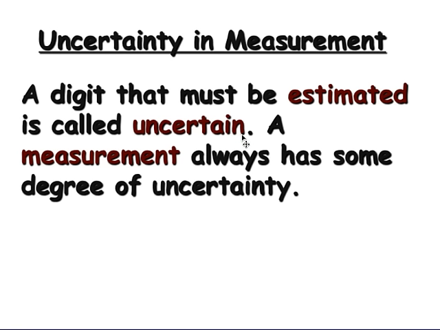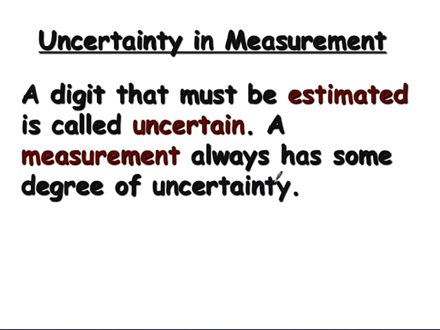So it says a digit that must be estimated is called uncertain. We know that when you're taking a measurement, you always include one estimated value. So for example, if you're measuring with a graduated cylinder, you're always going to estimate if it's between two lines on there. You always want one uncertain value.